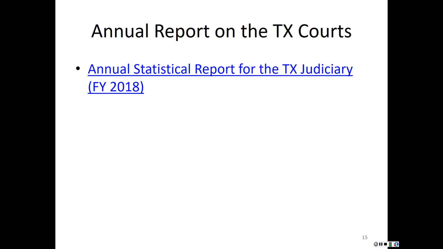Annual reports on the Texas court, you can just look over these and see the various types of courts, what they do, that kind of thing. Nothing that I'm going to be worried about.